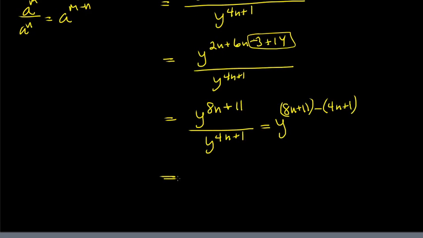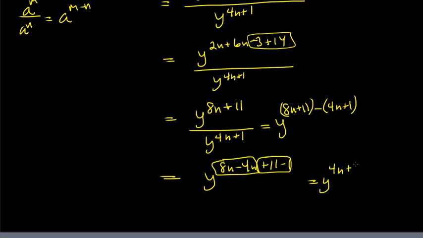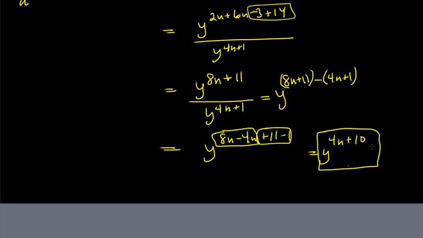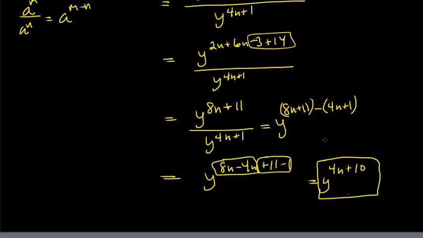And you can probably do that in your head, right? This is 8n minus 4n plus 11 minus 1. So 8n minus 4n is 4n, and 11 minus 1 is 10. So we get y to the power 4n plus 10. Right. And you can leave it like that. Or you could use the rule backwards, right? You can say this is y to the 4n times y to the 10. I mean, I would accept that as well, but I would just leave it like this. And that's what it says in the answer key.